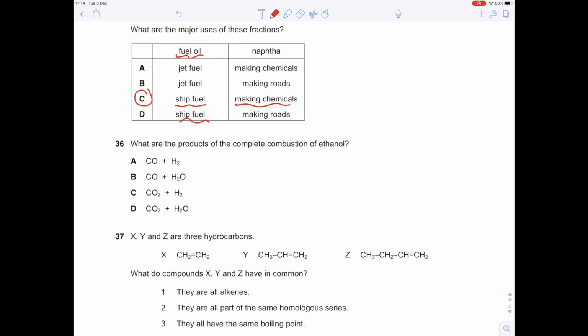What are the products of the complete combustion of ethanol? Learn this off by heart. It's carbon dioxide and water. Make sure you read the answers correctly, and that's D.